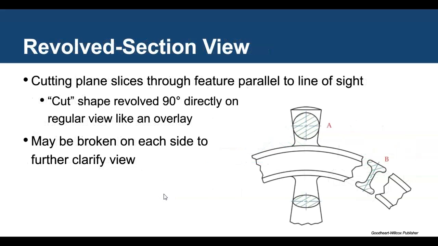Then we have a revolved section view. And again, here in the revolved section view, we're cutting a plane along the part. Notice the use of your short break lines here. And then, of course, we rotate that at 90 degrees. In this case, that helps us to be able to identify and see the rib pattern of this particular part. And it might be done on both sides just to help further clarify the view.